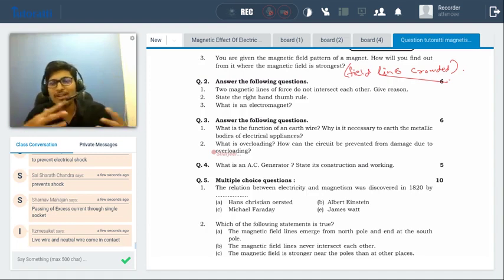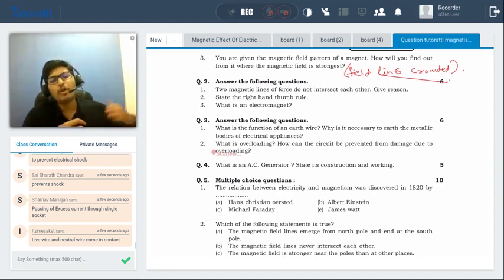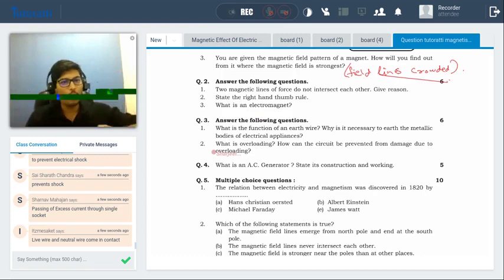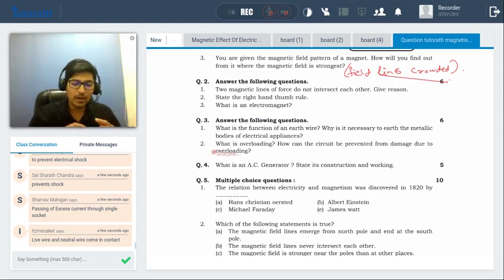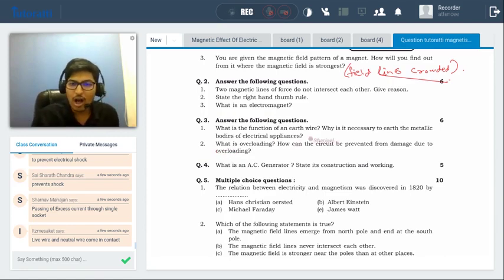Yeah, at times what happens, there are these heavy machineries. For example, the voltage of current that comes to a home, residential usage, is about 220 to 240 volts. But when you talk about heavy industries, it could go up to 400 volts or something like that, right? Now understand, if I were to use one of those heavy machineries in my residential complex, it wouldn't work because of overloading. So how can the circuit be prevented from damage due to overloading?